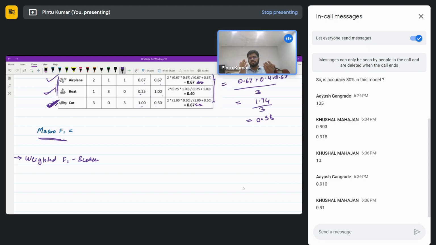Then what you can do is give the F1 score of car more weight. Let's say you give 0.6 weight to car, and you give 0.2 weight to the other two. This way you obtain what is called a weighted F1 score, and these weights depend totally on your application, where you are using it.